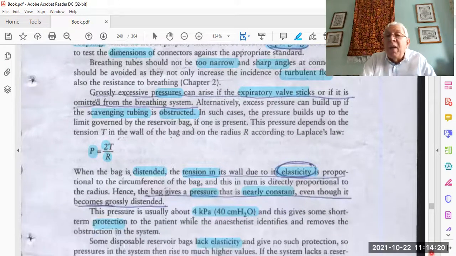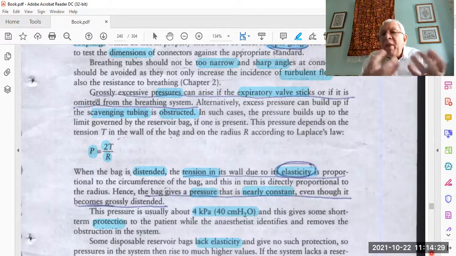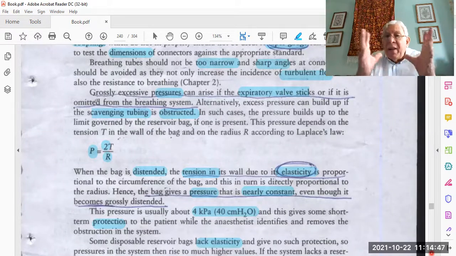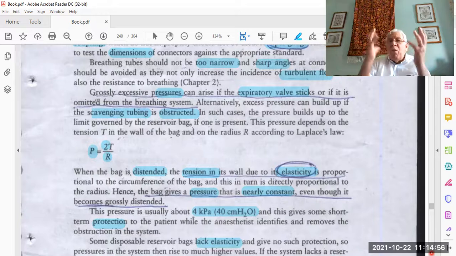This is a nice thing about the reservoir bag. What's the meaning of reservoir? It is a reservoir to be capable to support the patient whenever he needs a peak inspiratory flow, which, as we said before, may reach about 50 liter per minute. So we must assure this by the different systems we said before. As we know from the Laplace law, the pressure in a sphere, in a bag, equals 2T over R. Because whenever we have a sphere, we have double curvature. So this is the principle of Laplace law as regards a bag.